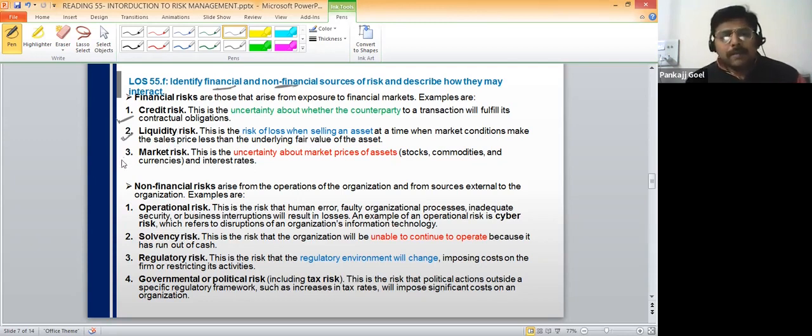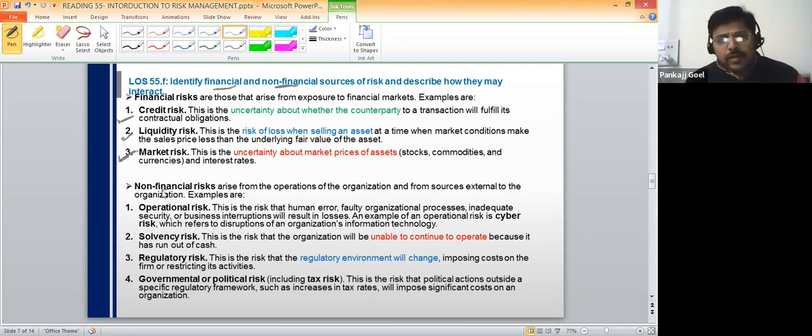Then market risk. It means there can be changes in the inflation, interest rates. Again, if we talk about the foreign exchange rate, there can be that kind of risk. So that is market risk. It means this risk is beyond the control of the organization.